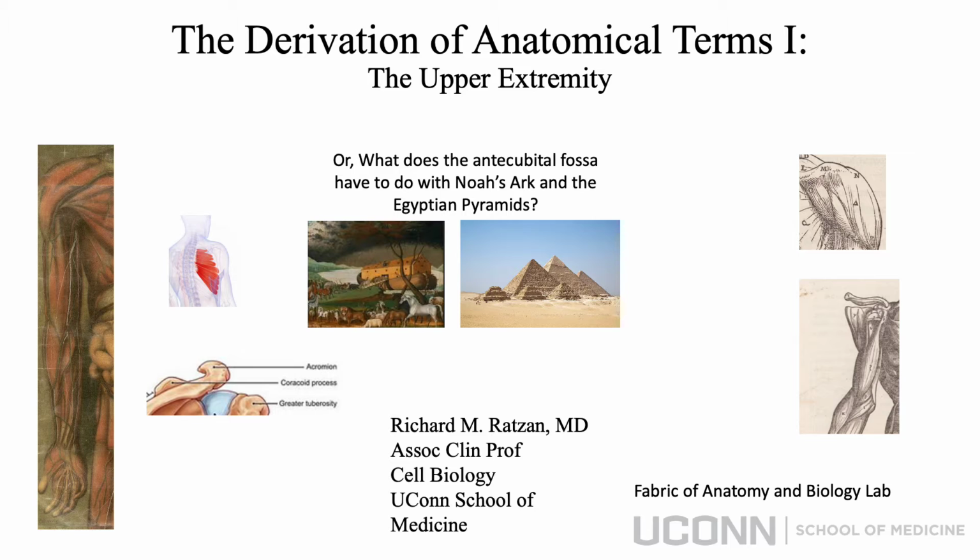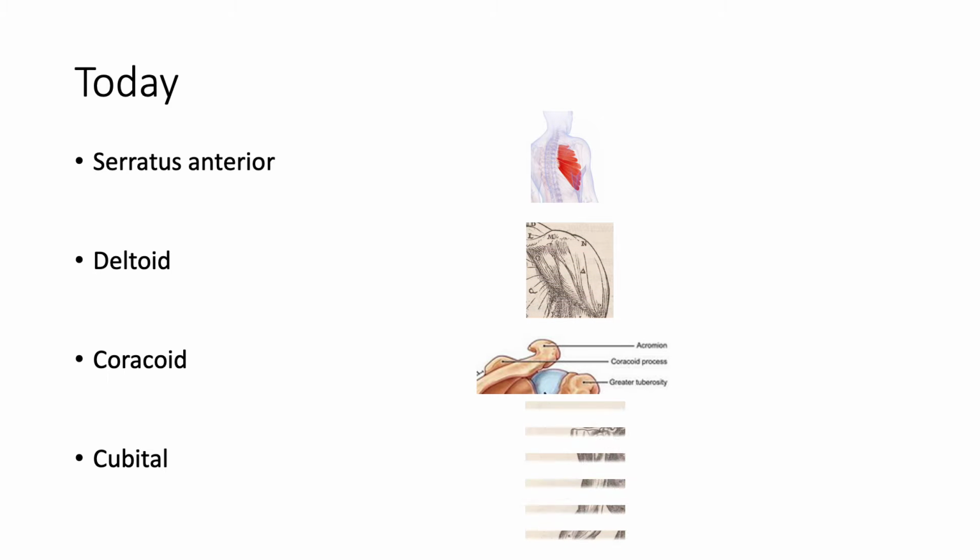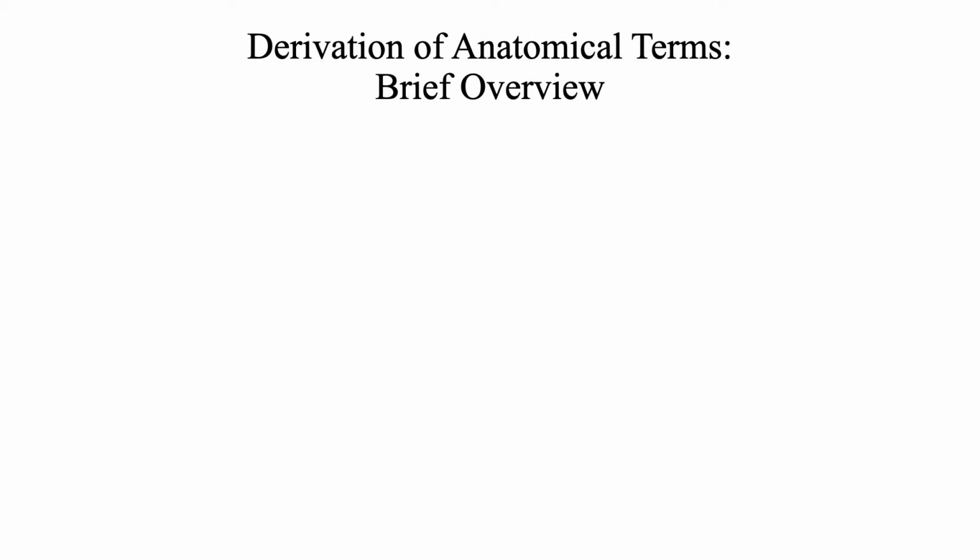What I hope to do in this presentation is to show you how the derivation of anatomical terms is fun and interesting and helpful for remembering what they do and where they are sometimes, and also provides you an entree into some backstories of non-medical fascinating subjects like the Noah's Ark and the pyramids, both of which are indirectly related to the naming of the antecubital fossa. So today we're going to talk about the serratus anterior, the deltoid muscle, the coracoid process, and the antecubital area, and the derivation of their anatomical terms.